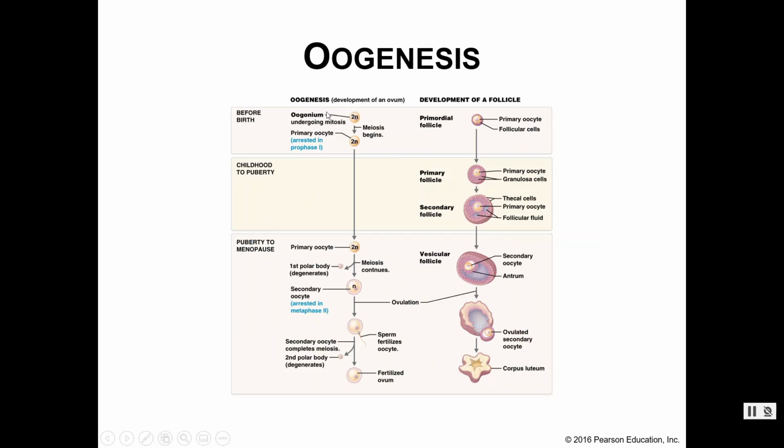All right, so just a bigger picture to put it all together. We started with the oogonium, the 2N diploid cells. We paused at prophase 1, and then we just chilled out until we hit puberty. We picked up, and we turned our primary oocyte into a secondary oocyte. If we fertilize the secondary oocyte, we finish meiosis and we create a fertilized ovum that implants and grows into a fetus.